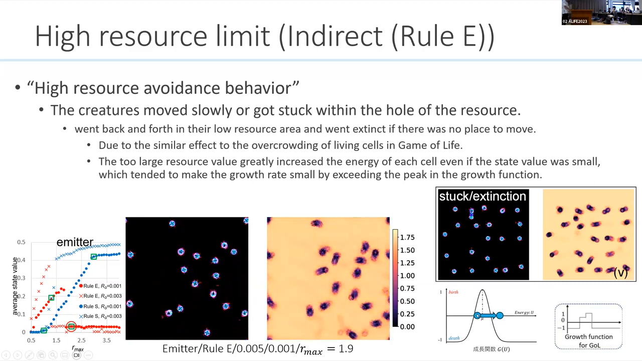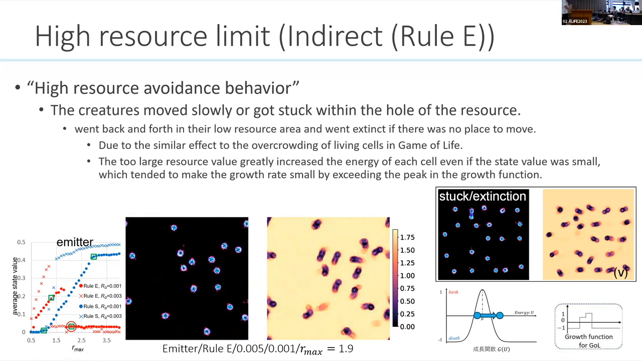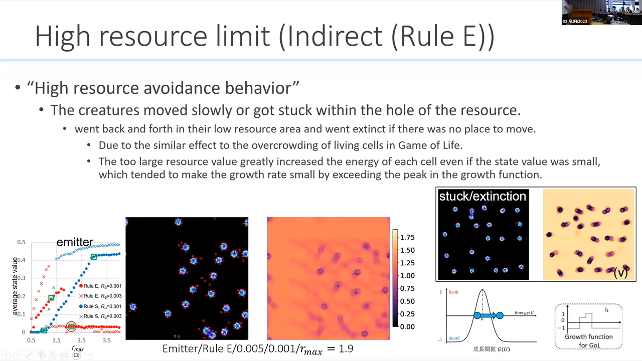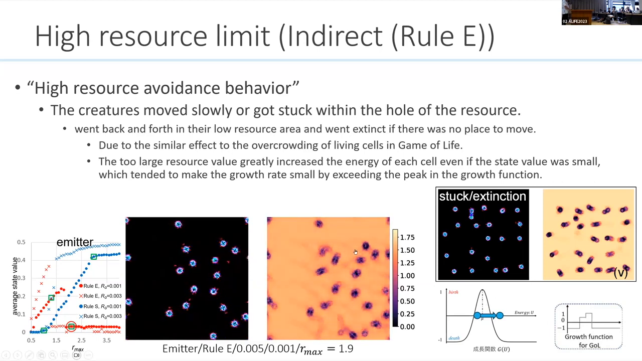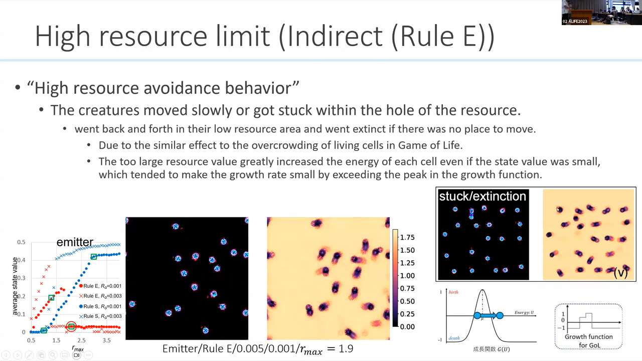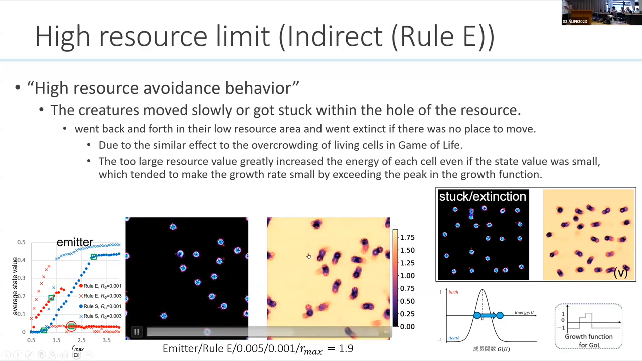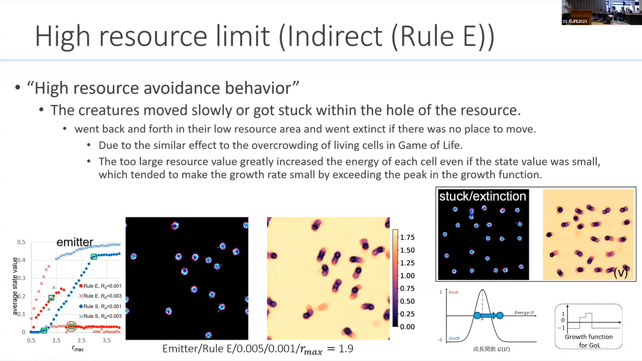The too large resource value greatly increases the energy of each cell, even if the state value is small. So this tended to make the growth rate small by exceeding the peak in the growth function. So local overcrowding happened, which makes the decrease in the state value. So these creatures cannot get into the high resource area.